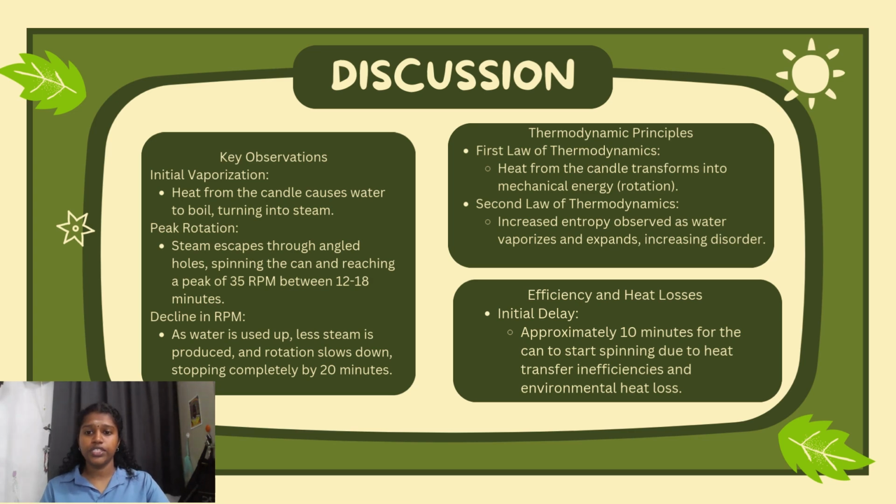As for the efficiency and heat loss, there is an initial delay of approximately 10 minutes for the can to start spinning due to heat transfer inefficiencies and environmental heat loss. Heat transfer mechanisms: conduction through the can, convection from the flame, and radiation from the heat source. Potential improvements: better insulation, optimized hole placement and size, and minimizing external heat loss.